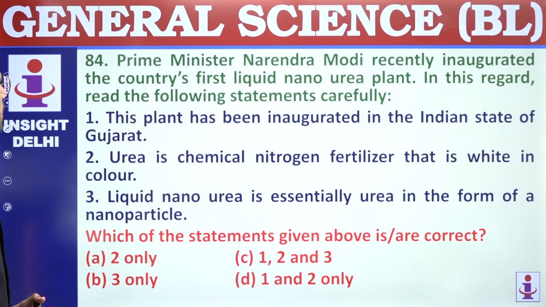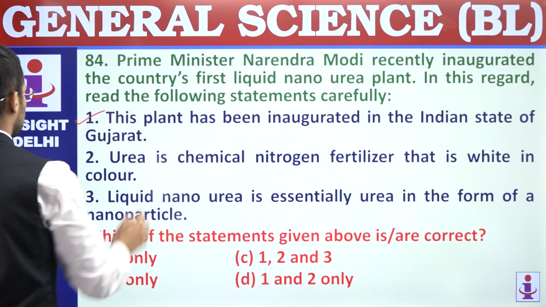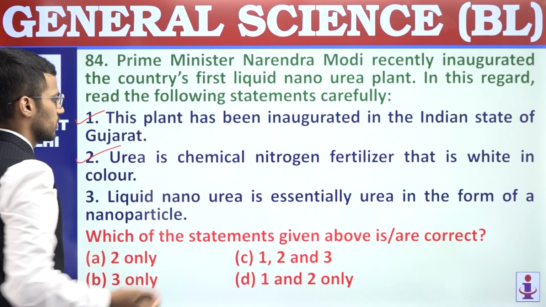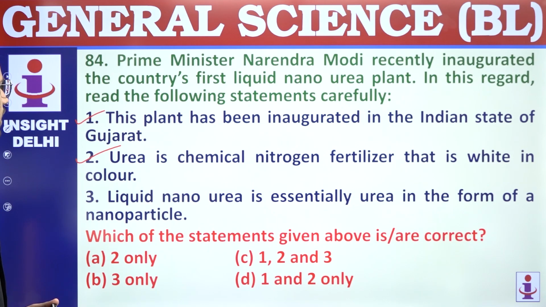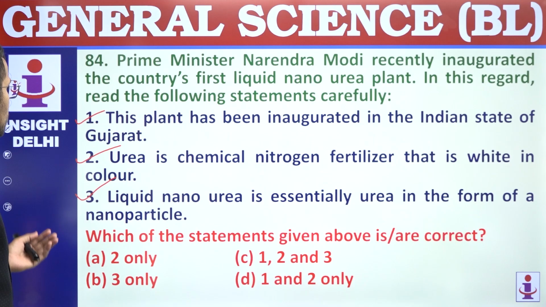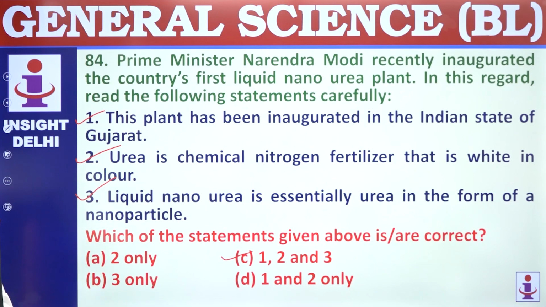Next, 84. Prime Minister Narendra Modi recently inaugurated the country's first liquid nano-urea plant. In this regard, read the following statements carefully. First, this plant has been inaugurated in the Indian state of Gujarat. Correct statement. Second, urea is chemical nitrogen fertilizer that is white in color, right? So this is common observation. Third, liquid nano urea is essentially urea in the form of nanoparticle. This statement is also a correct statement, right? So all these statements are correct regarding nano urea plant inaugurated, and that's why answer is C, 1, 2 and 3. Question number 84, answer is C.